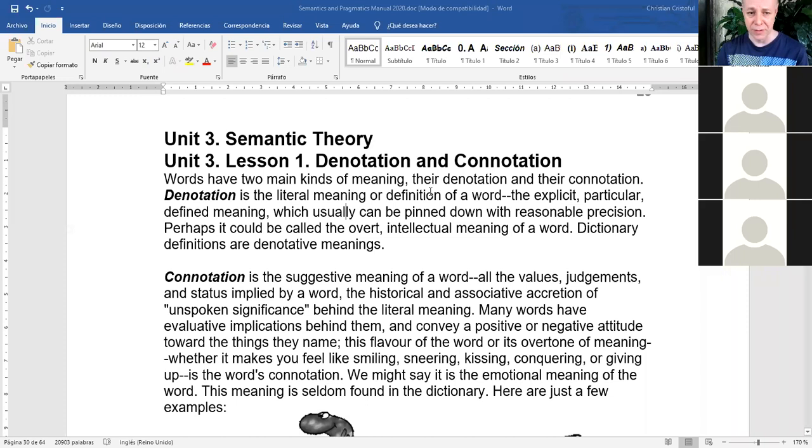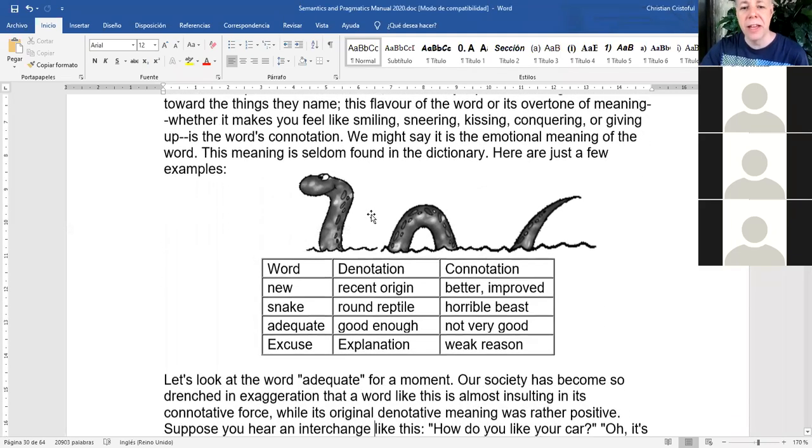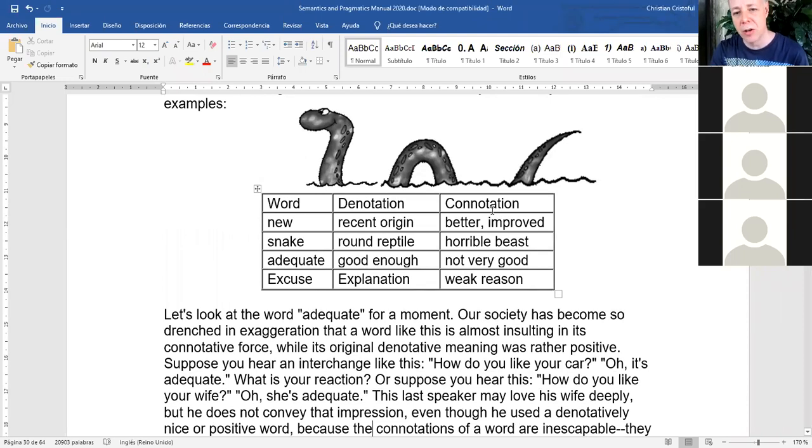There you have the definition of denotation and the definition of connotation. So you need to go over the manual later. And here we have examples. It says word, denotation, and connotation. The first word is new. The word new means of recent origin, something of recent origin. But the connotation is usually better or improved. When you say, I have a new car, you think of something that is better or improved. Yes, that's the connotation attached. But the word new does not imply that.